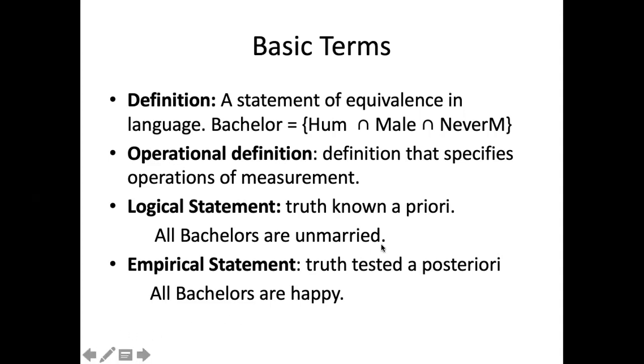kind of way. So let's define a bachelor as a human male who's never been married. So a bachelor has to have all three characteristics. And these symbols represent conjunctions. A bachelor has to be a member of the set of humans. So all bachelors are human. All bachelors are male, and all bachelors are never married.